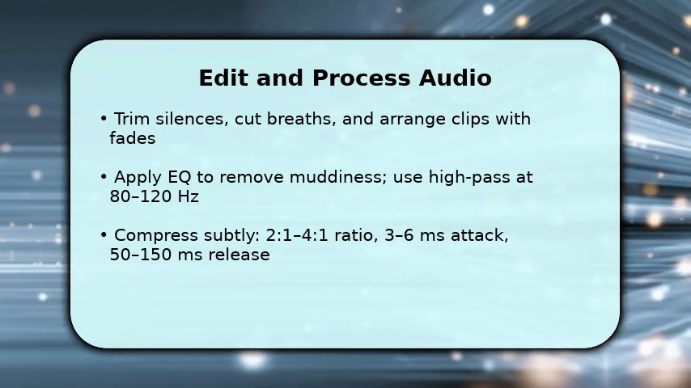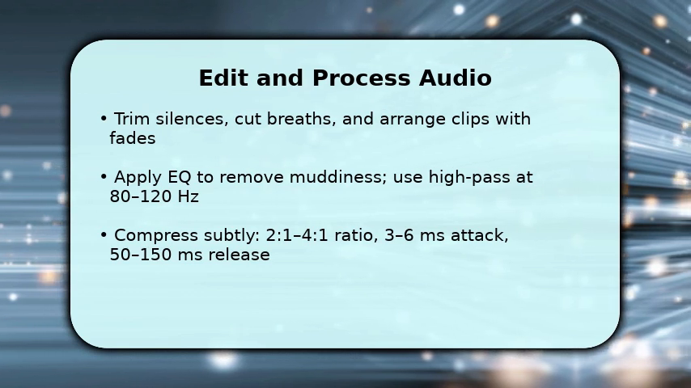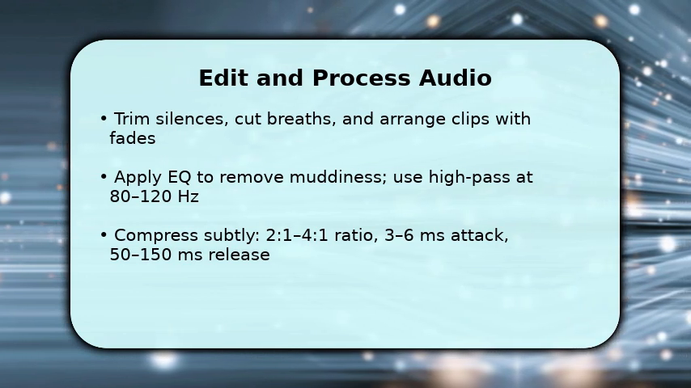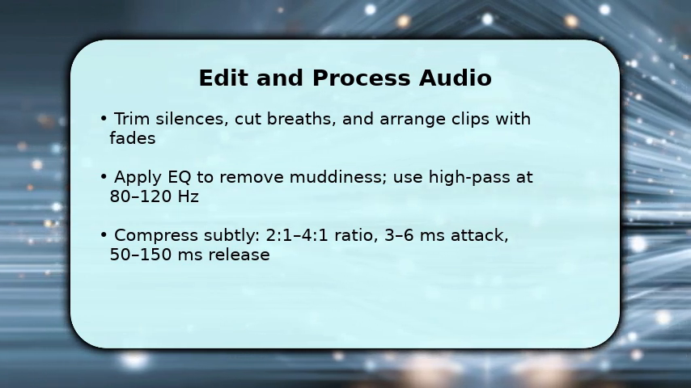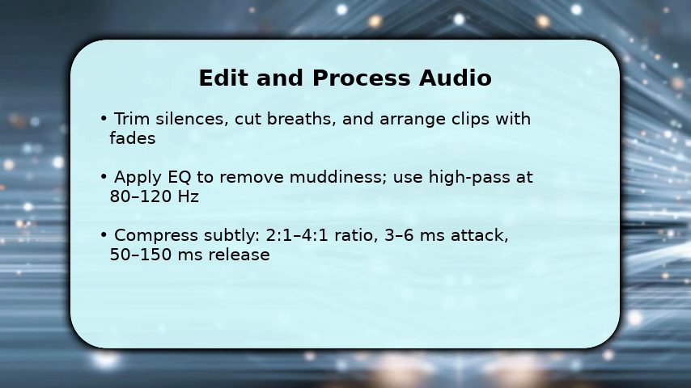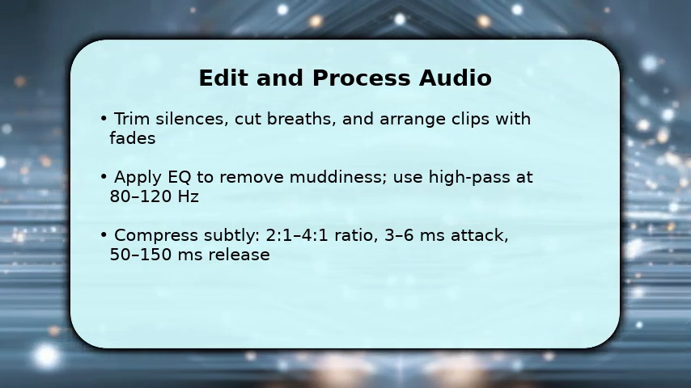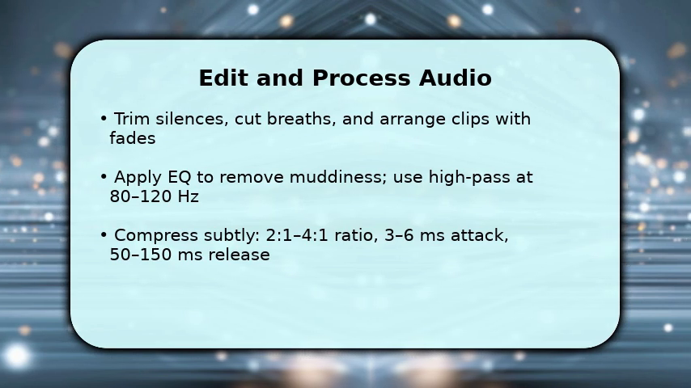Next, apply EQ to cut low-frequency rumble with a high pass around 120 Hz and attenuate boxy frequencies if present. Once tonal balance is set, add light compression at a 2:1 to 4:1 ratio to even levels. Make sure to listen while toggling settings so dynamics remain natural.